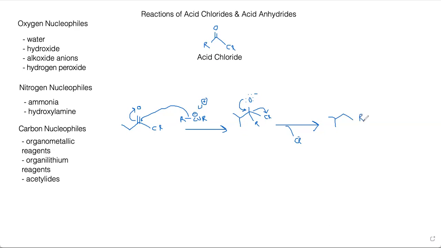And it's important to note that this is where the reaction will stop, because the ketone can no longer be attacked by our organolithium reagent. So those carbon nucleophiles, I think they look a little bit intimidating just because they're different from the other nucleophiles, but they occur again with those organometallic reagents, organolithium reagents, and acetylides, and they result in tertiary alcohols and ketones. So just quick review before we move on to acid anhydrides.